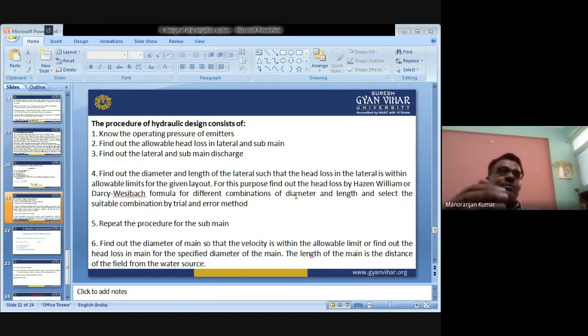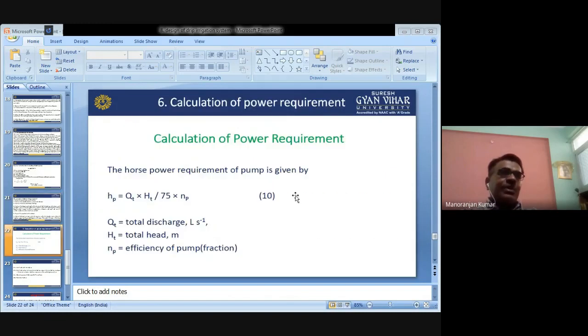Fifth, repeat the procedure for the submain also, and in the last, find out the diameter of the main line so that the velocity is within the allowable limit, or find out the head loss in the main for the specified diameter of the main. The length of the main is the distance of the field from the water source. Now in the last, you can calculate the power requirement of the pump, the horsepower.